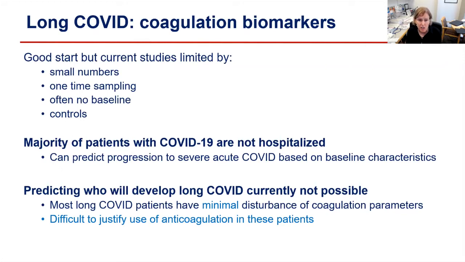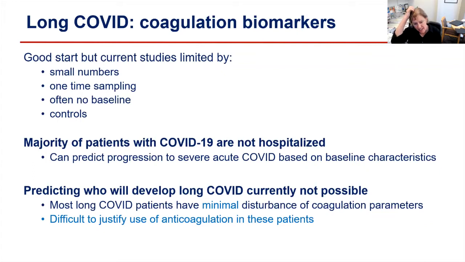So where do we stand today with long COVID and coagulation biomarkers? We have a good start, as you can appreciate from the data I just showed you. It's just come out in the last few months. The studies are limited by small numbers and one-time sampling. Often these patients have no baseline values. The majority of patients with COVID are not hospitalized, and for those in the outpatient setting with acute infection, we can predict who will progress to severe acute COVID based on some baseline characteristics. We cannot predict who will develop long COVID. This is currently not possible.